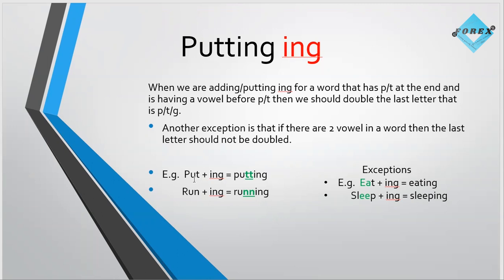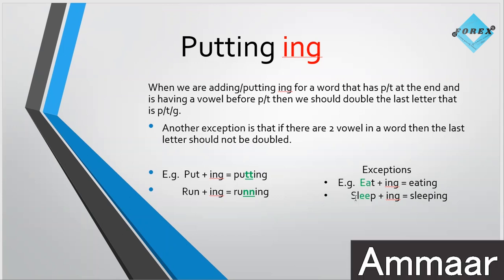That is when you put, say, put plus ing equals putting. You need to double the t because there is a vowel u before t, and t should be doubled if there is a vowel before it. So it's called putting. And run plus ing is running, with a double n, because before n there's a vowel, so it will be doubled. The exception is in some cases when there are two vowels, we don't double it. Here there is e and a, both are vowels. And here there are two vowels, e and e.